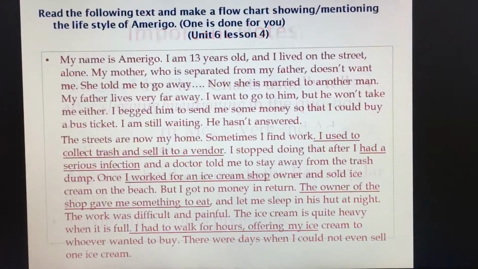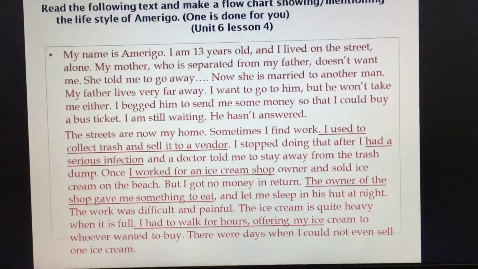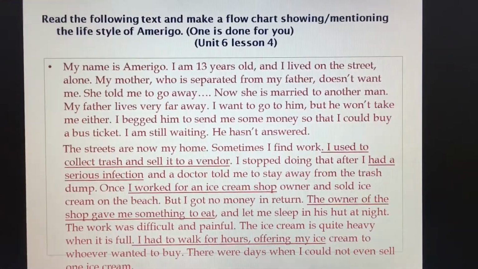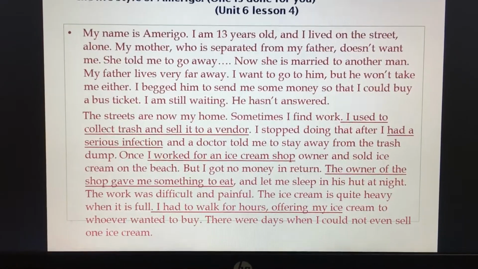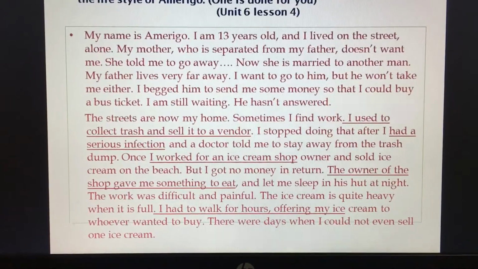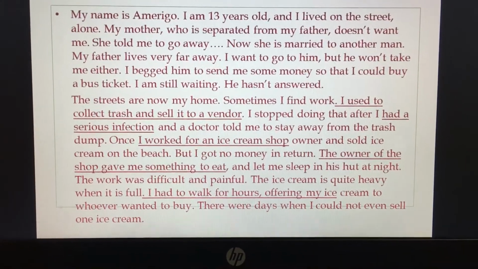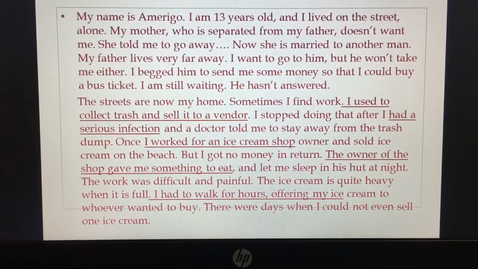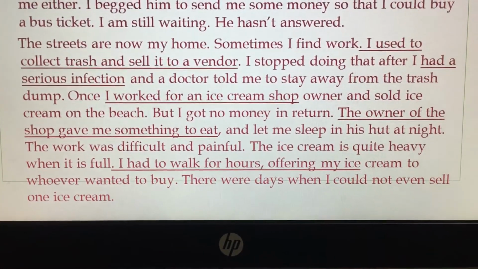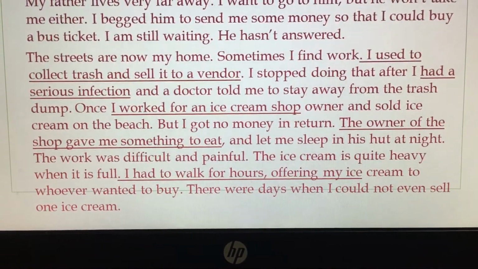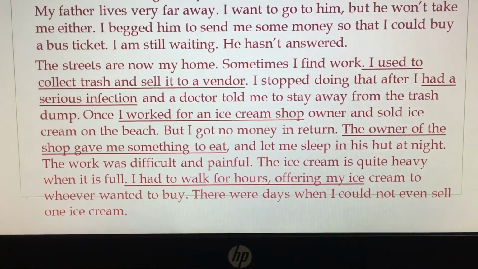Next slides. I have chosen an extract from Unit 6, Lesson 4 of the HSC First Year English book. There are 2 paragraphs in this extract. I have chosen 2 paragraphs, and let us go to the second extract. If you look at the second extract, I have underlined some important information. So it's very important for you.